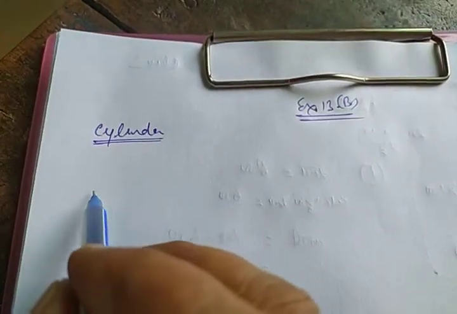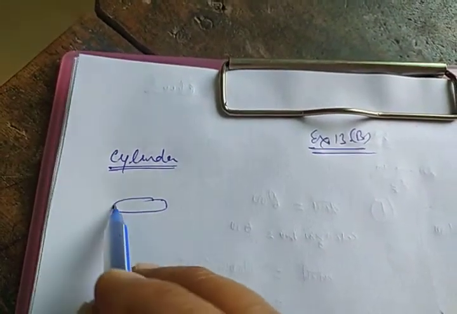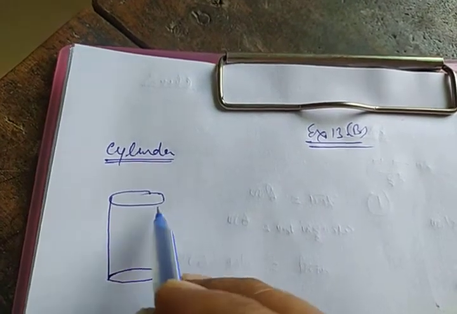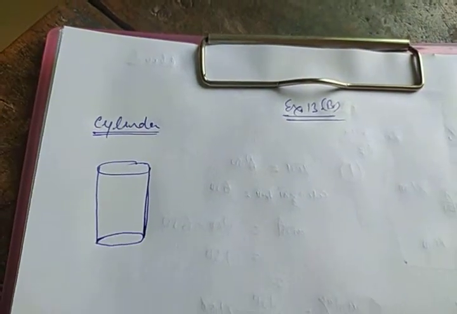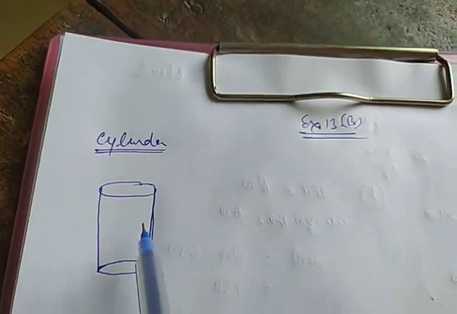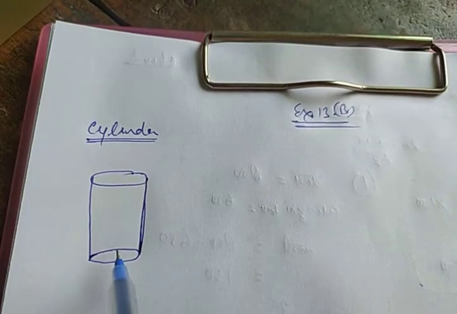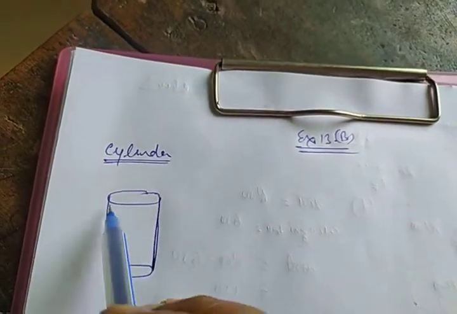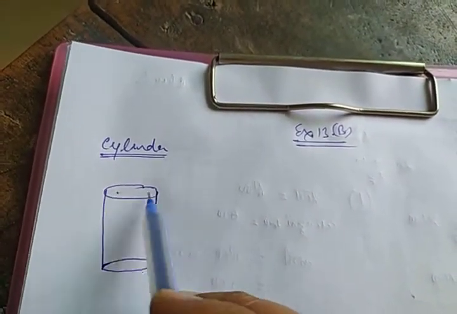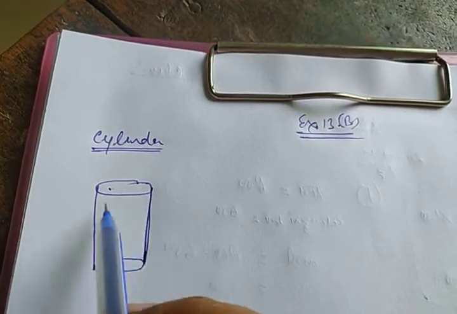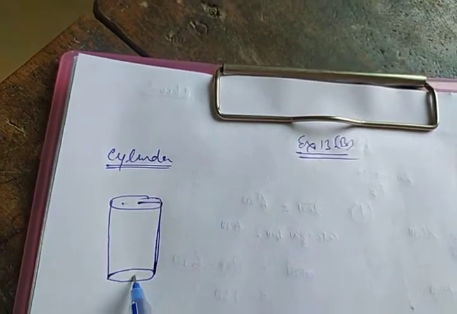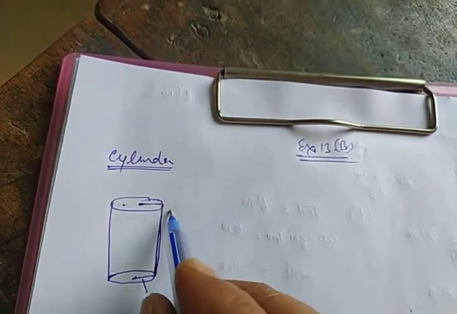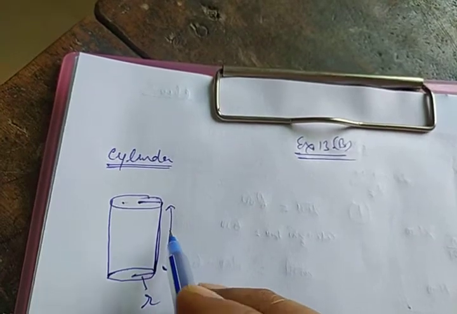Cylinder is a shape. I am drawing it on the paper. It is of this shape. It may be solid, it may be hollow. Suppose if you cut a part of a pipe, solid pipe you can say, this will be a cylinder. It would be having this curved surface all around and these two flat surfaces, and these ends will be circular. Then you will be having a radius of the base. This is R and this is the height of the cylinder, you can say.